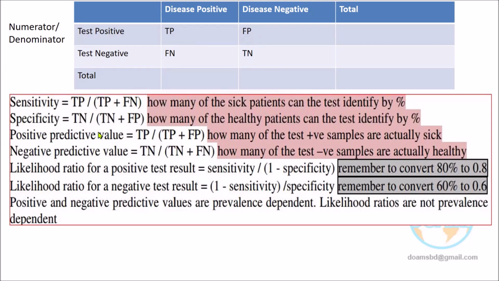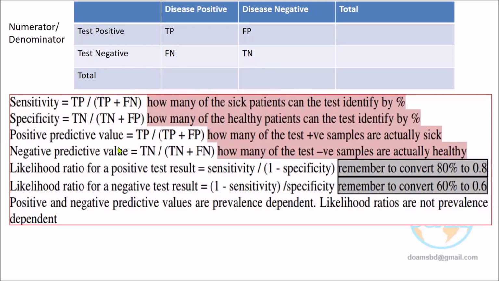To remember, the numerator is always the true one. The true indicator of the positivity is the sensitivity, and the true indicator of the negativity is the specificity. So this is in the numerator, but in the denominator it is up, down and down, up. That is how to remember the sensitivity and specificity formulas. Clear now? Yes, sir. Clear.